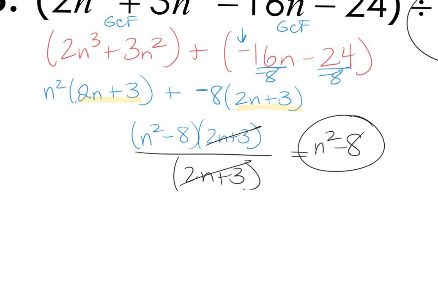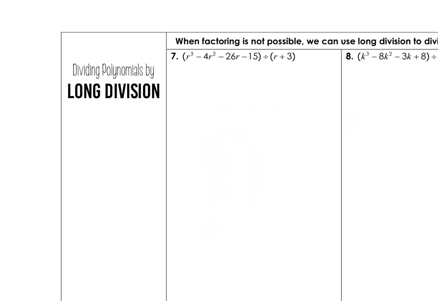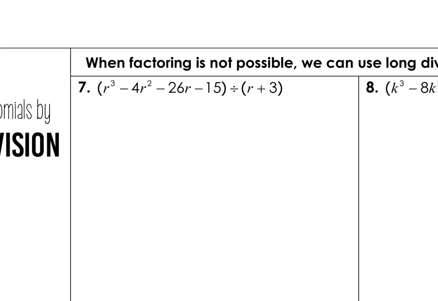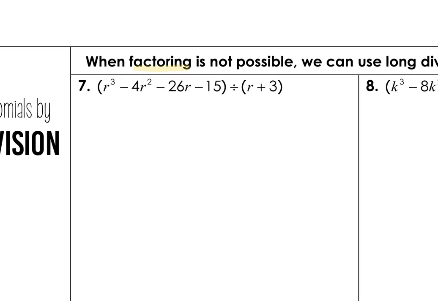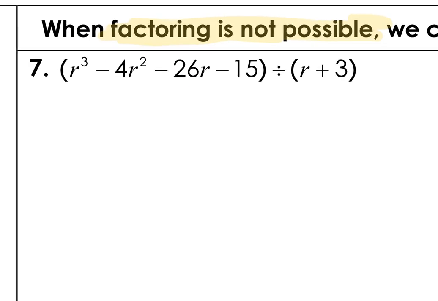So that's all kind of review. Let's talk about something new, shall we? Not every polynomial can be factored. And so it says, when factoring is not possible. By the way, none of these would be factorable.